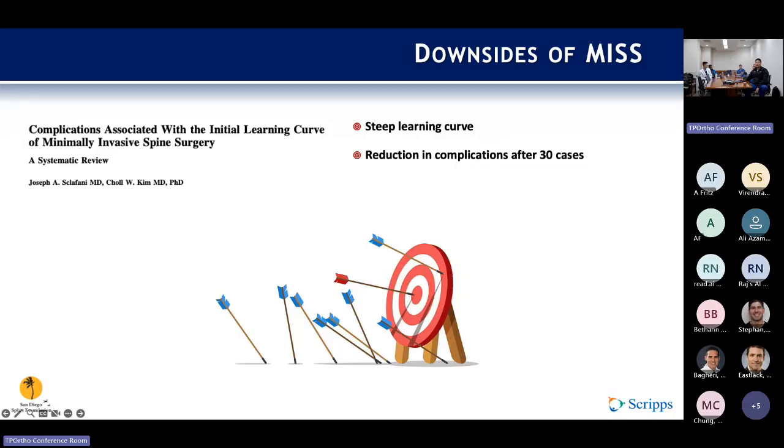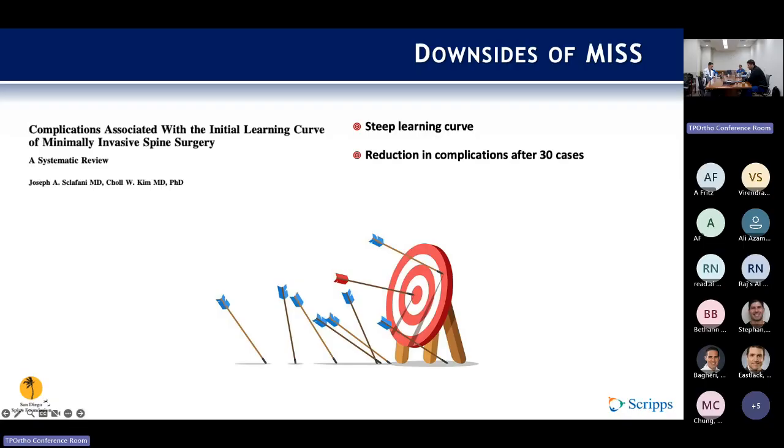So what are the downsides of minimally invasive spine surgery? There's a higher complication rate initially. This paper looked at how many cases you would need to actually become proficient. The researchers found that there was a higher rate of complication during the initial learning curve for minimally invasive surgeries in the thoracolumbar fracture category, particularly in the first 30 cases. So there's a steep learning curve in terms of minimally invasive spine surgery.